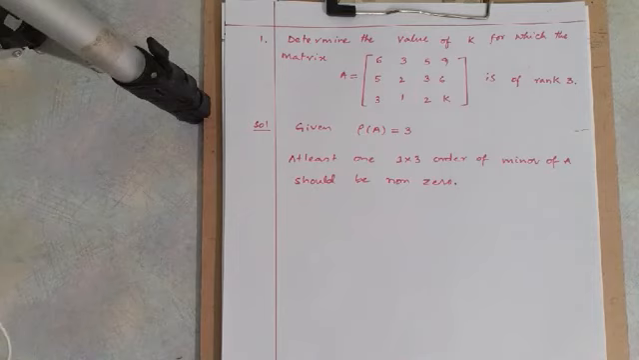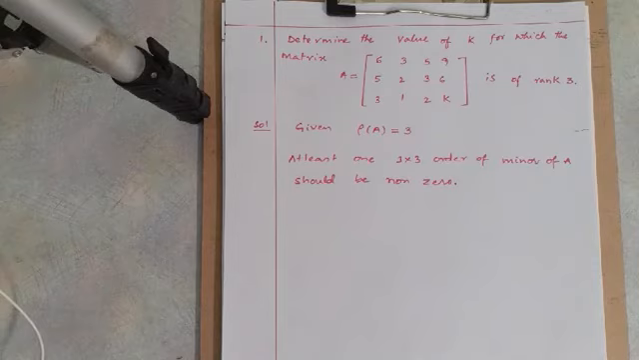So the questions I have given you, we are going to solve today, and these questions are very important, and were asked in the previous question papers. We are doing those problems now. The first problem is: determine the value of k for which the matrix A equal to 6 3 5 9, 5 2 3 6, 3 1 2 k is of rank 3.